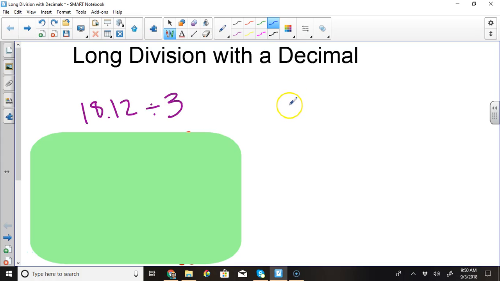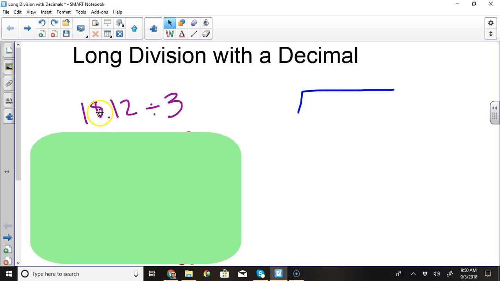Alright, this video we're going to do long division with a decimal. First we have traditional division set up over here, and we need to convert this into long division. So we're going to draw our division house, right? The number that goes first in the traditional division is what's going to go inside the house, and the number you're dividing by is what's going to go outside this division house.